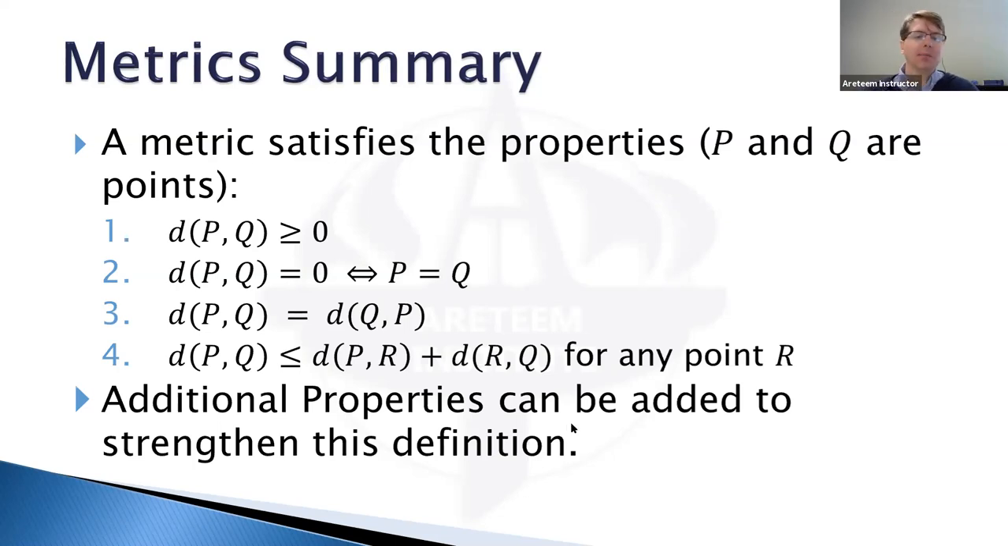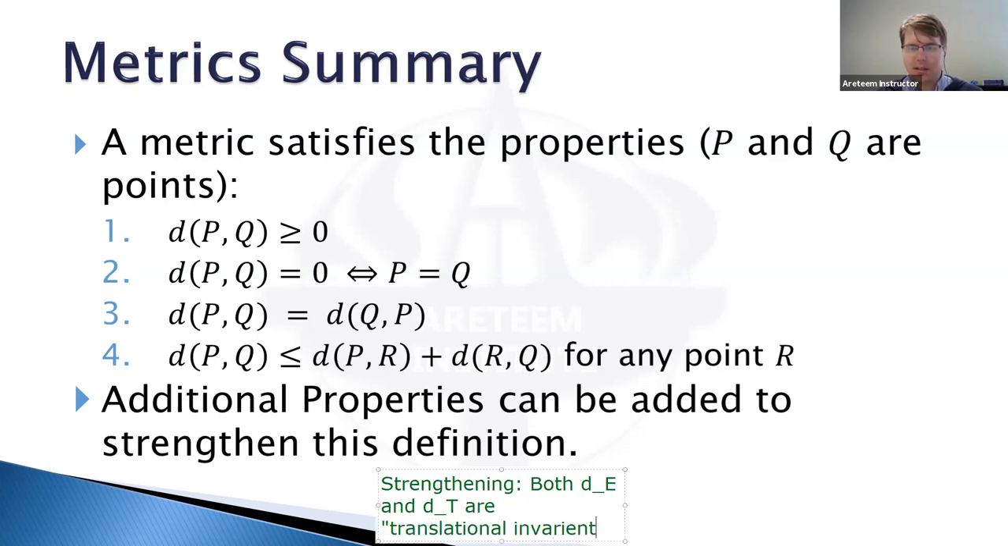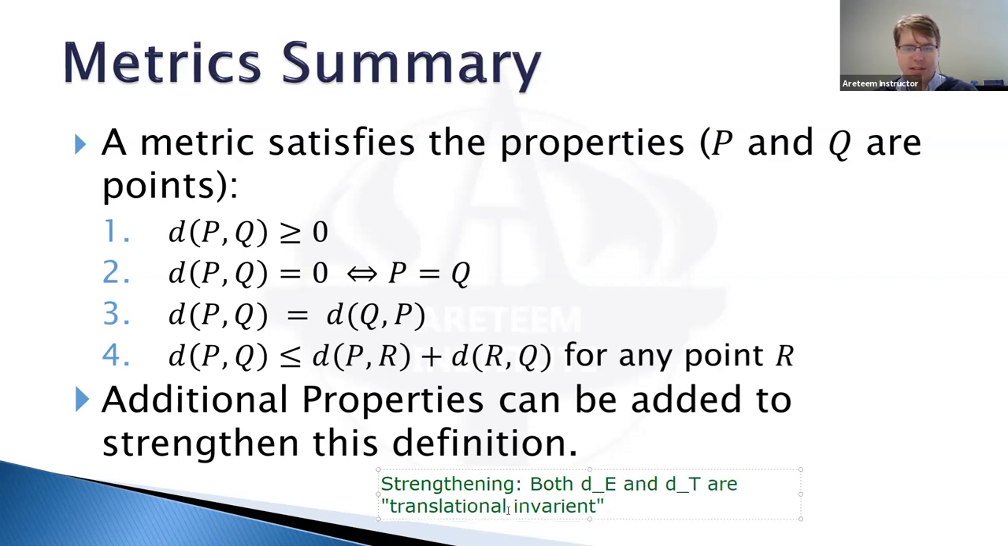One of the important things that we did, in fact, one of the ways people strengthen these, a strengthening: both Euclidean distance and taxicab distance are what's called translation invariant. What that means is that if you move the points around, the distance doesn't change. Sometimes that's not going to be true. That would be kind of weird, though you could come up with scenarios where maybe that would make sense.